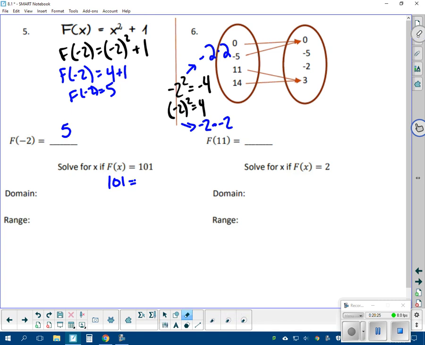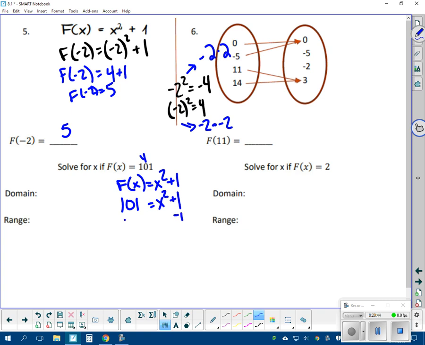Let me write the whole thing down here, actually. So my problem, f of x equals x squared plus 1. Because they've given us the output, I'm replacing the whole f of x with it, not just the x. That's not your x. That is, in fact, your y. Solve by subtracting 1. 100 equals x squared.